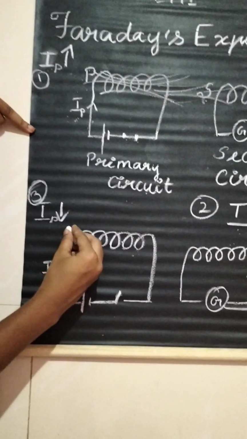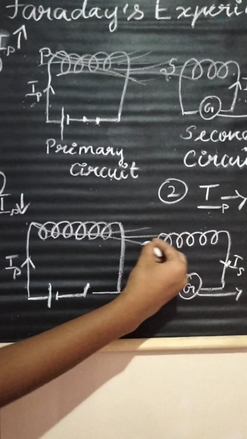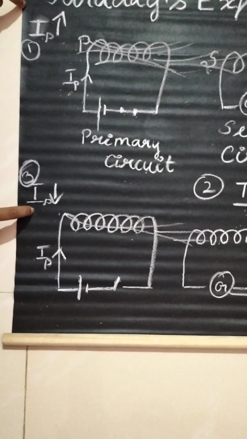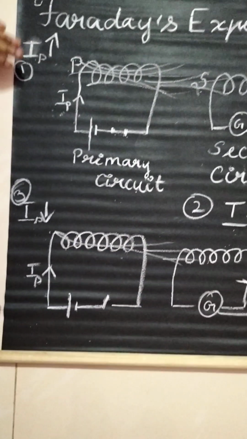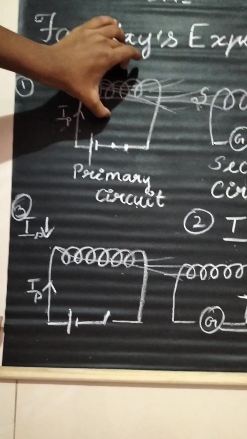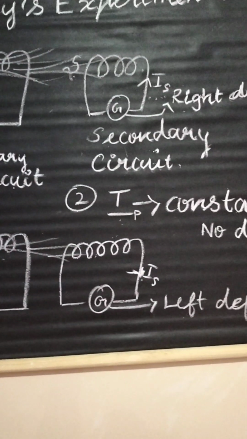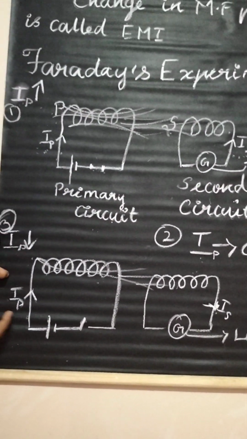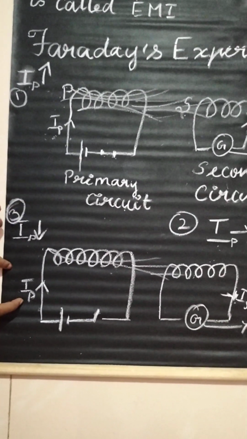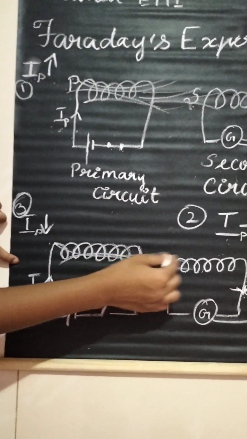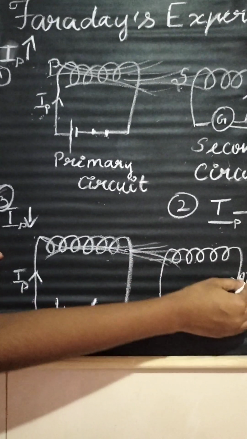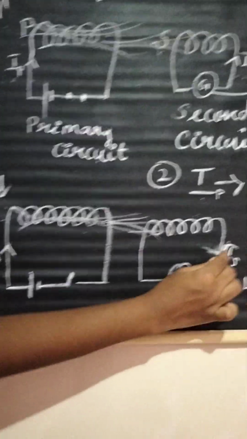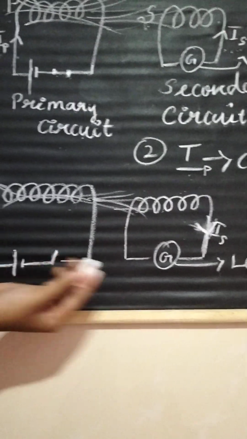But the magnetic field induced IS is different. This is due to the change in IP current. When the IP current increases, the magnetic field lines also increase, so that the IS current opposes the IP current. When the IP current decreases, the magnetic field lines also decrease, which makes the IS current attract the IP current, and thus it goes in the same direction as the IP current.